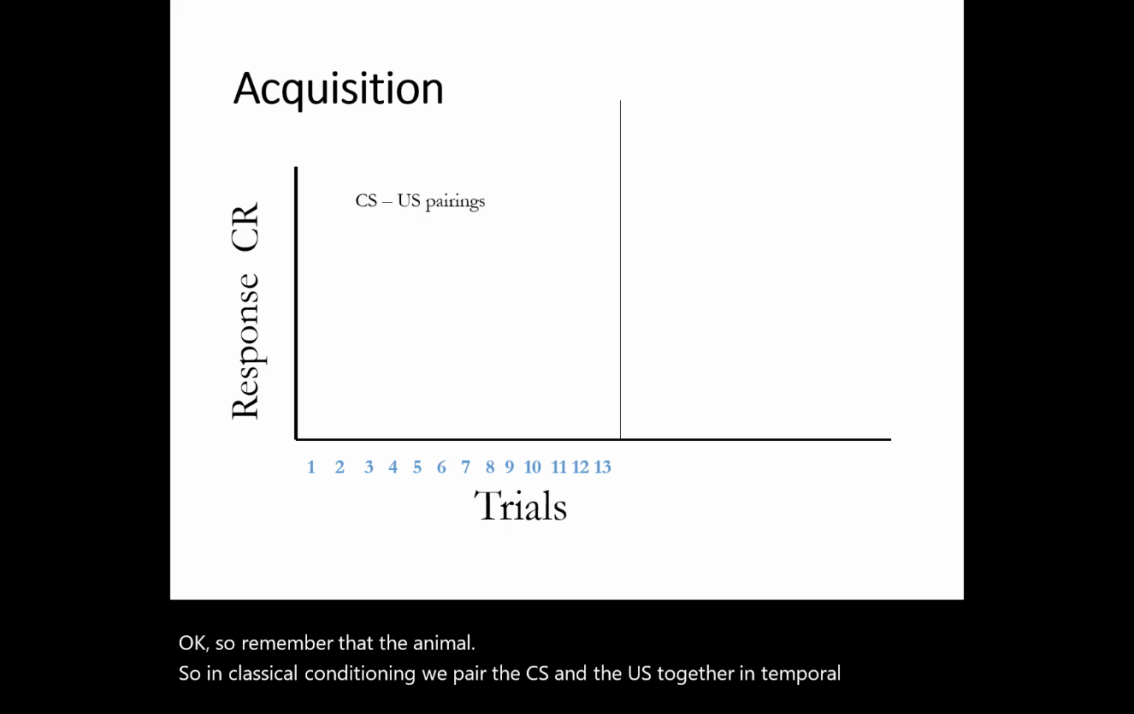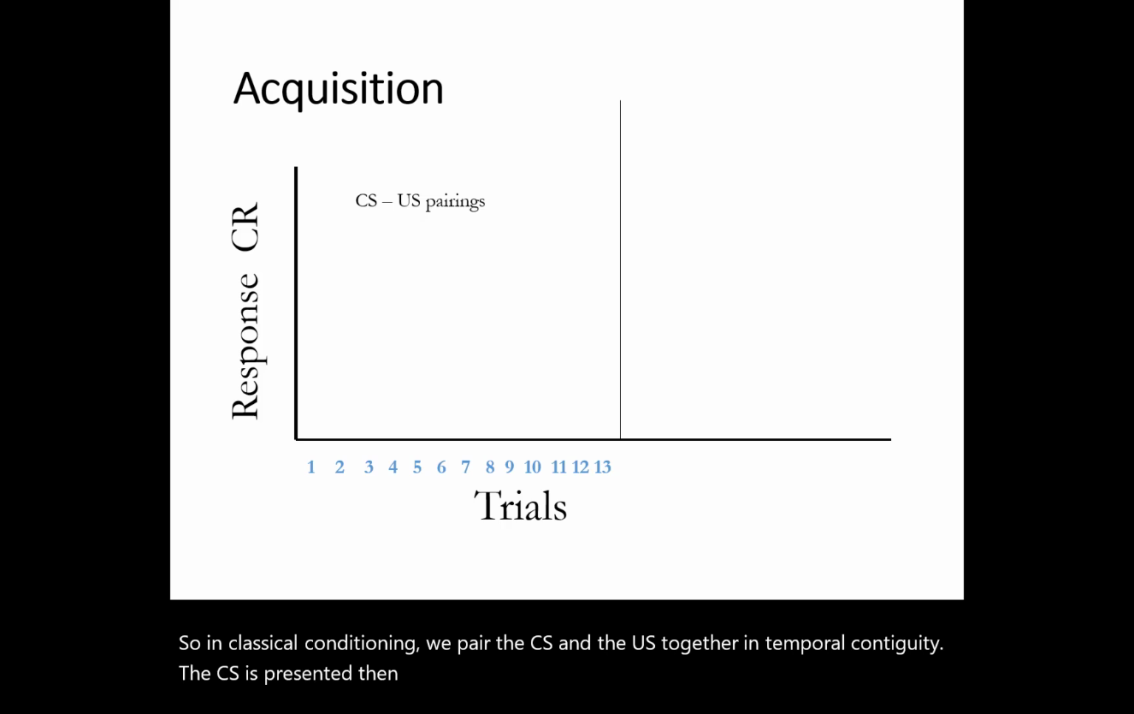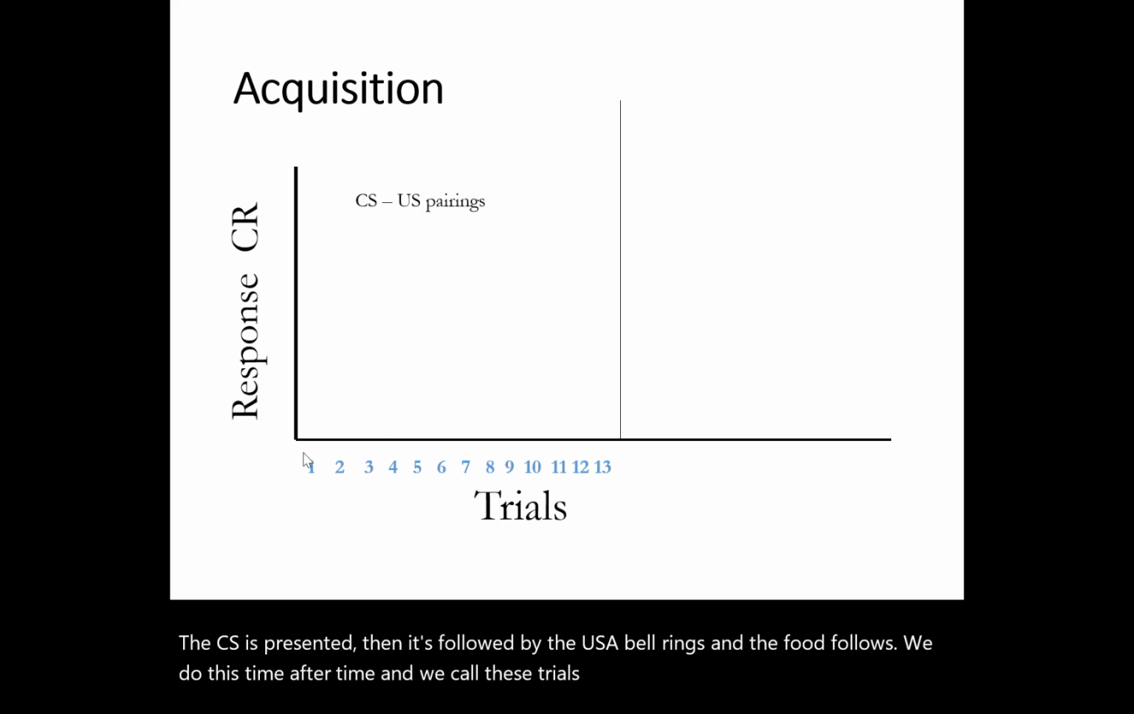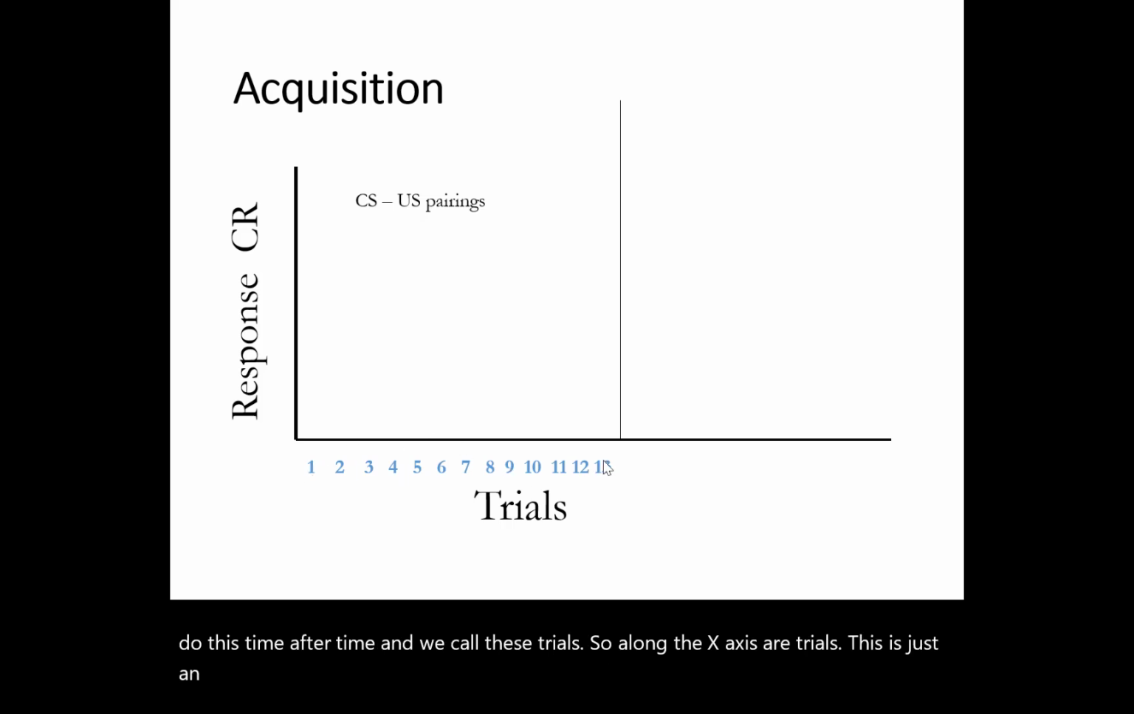The CS is presented, then it's followed by the US. A bell rings and the food follows. We do this time after time, and we call these trials. So along the x-axis are trials. This is just an example. We're going to do 13 trials of pairing the CS and the US.